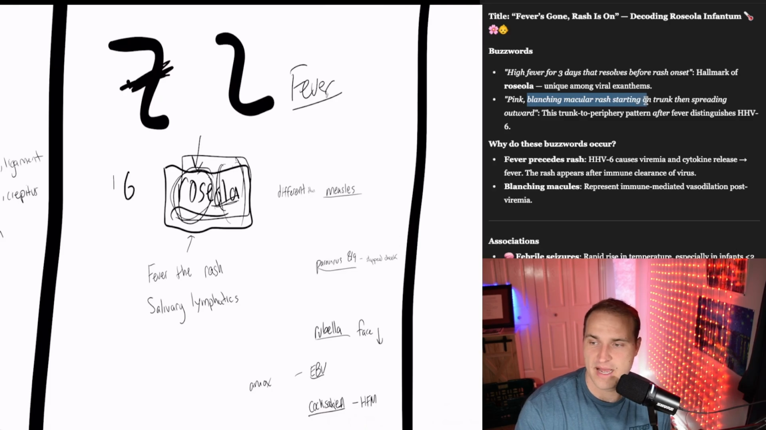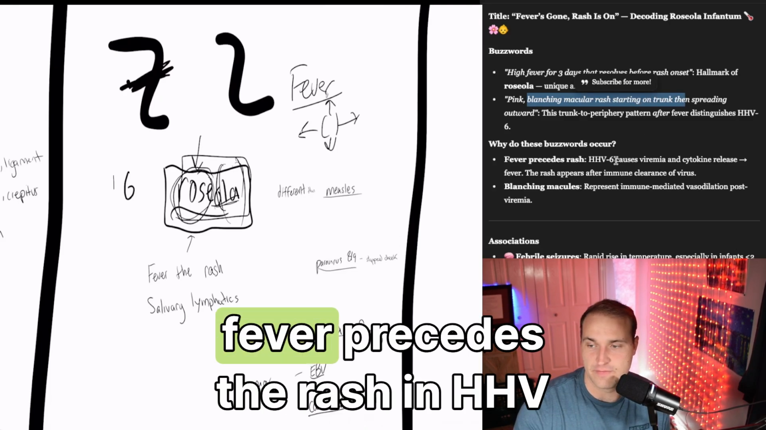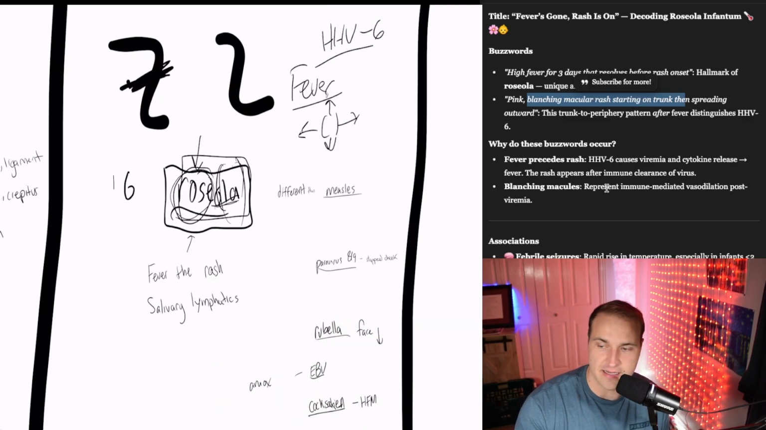Pink, blanching, macular rash that starts in the trunk and then it spreads outward. So it's centralized and then it goes outward. So the fever precedes the rash in HHV6, which is what this is. And unlike other herpes viruses, there's latency in CD4 positive T cells. So the HHV6 infects those and contributes to immunosuppression sometimes. So here's a practice question.